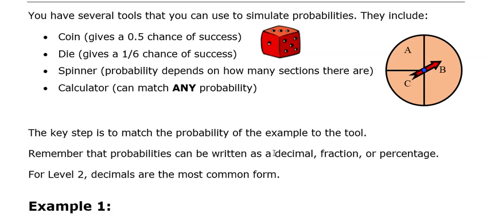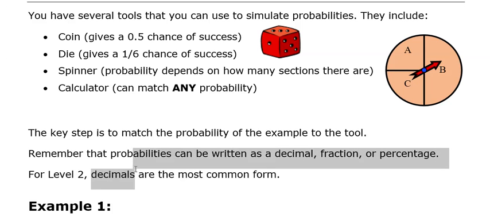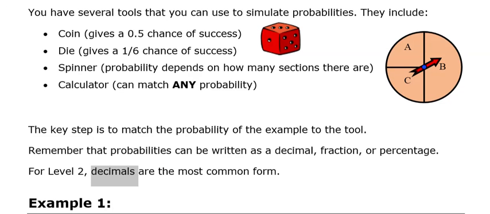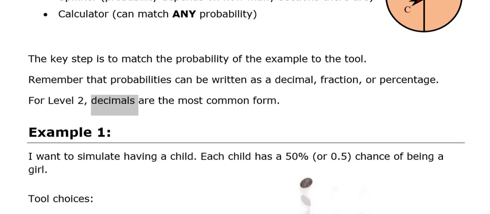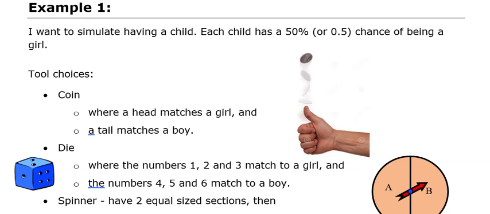Just a key reminder here: probabilities can be written as decimals, fractions or percentages. Most of the ones that I'm going to give you will be decimals. That's the most common form for level 2, but you can represent your answer however you like. So here's an example. I want to simulate having a child. Each child has a 50%, or decimal 0.5, chance of being a girl.